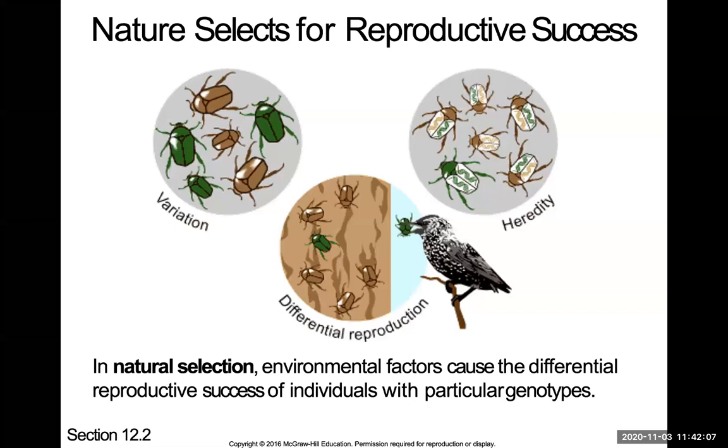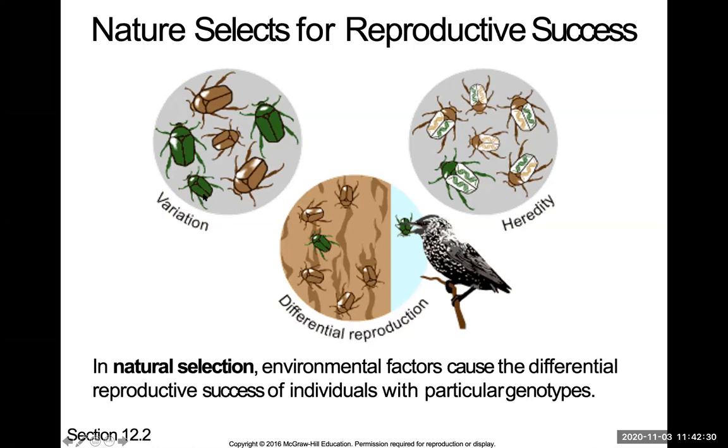Now that variation has to be linked to the genes, because if it's not linked to the genes, it cannot be passed on. So it has to be able to be passed on. It has to be linked to the particular genotypes. And that's the second thing that you need. Third is basically heredity. So let's look at this picture first.